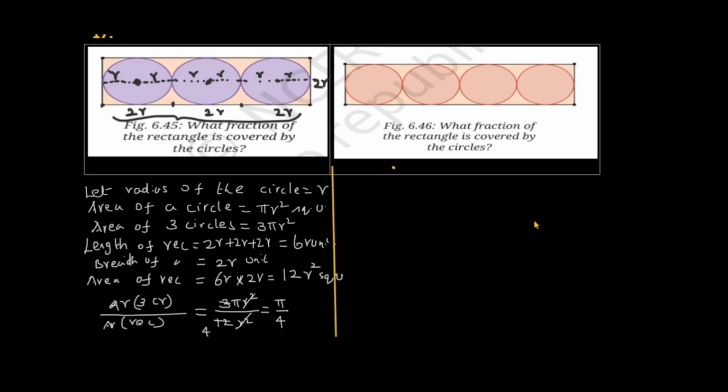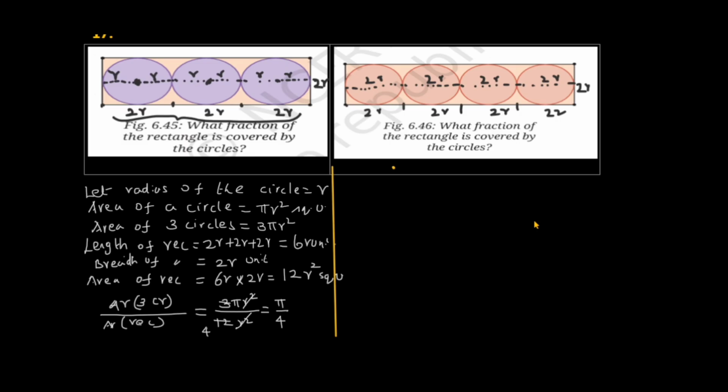Now here the same. Radius of the circle is R, means the diameter is 2R. Here how many 2Rs? 4 2Rs. Till this 2R, till this another 2R, till this another 2R, and once again the breadth is 2R.